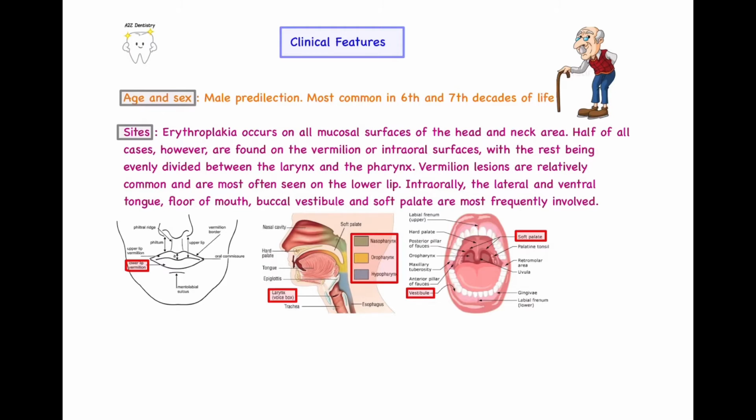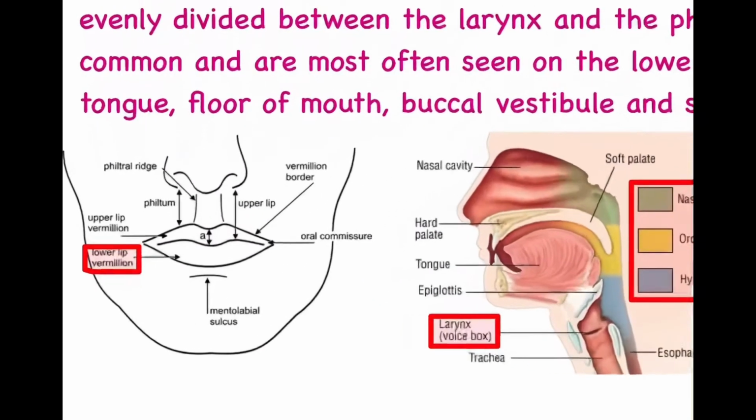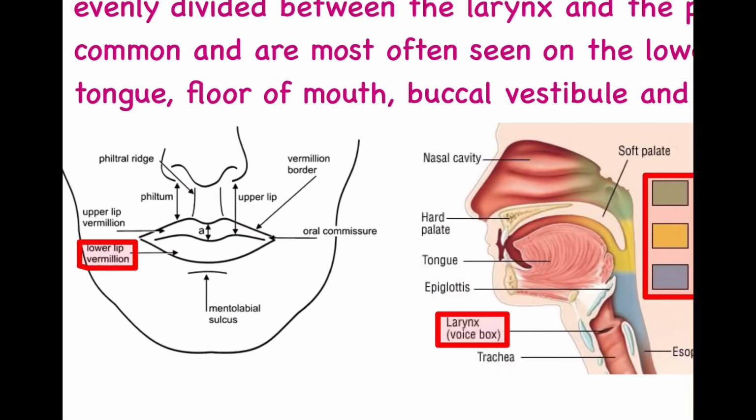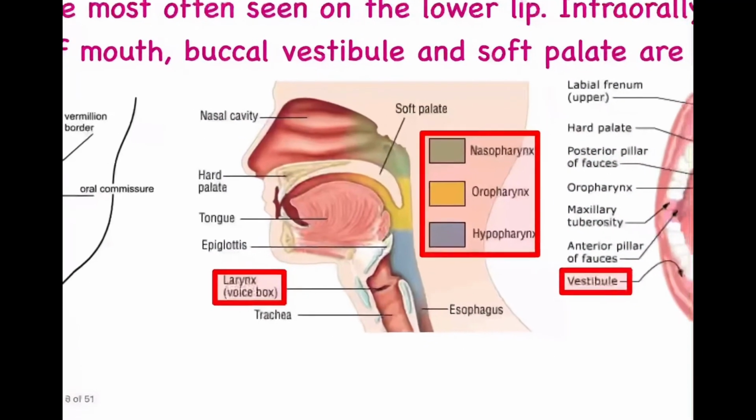Intraorally, if we see, then the lateral and ventral part of the tongue, floor of the mouth, buccal vestibule as well as the soft palate are the most commonly involved regions, right? So here this is the lower lip and this is the vermilion border. This is the most common extraoral site for leukoplakia, right? If the patient complains of a red patch with etiological factors present and the lesion is present on the lower lip along the vermilion border, then definitely you can suspect erythroplakia in such cases, right?